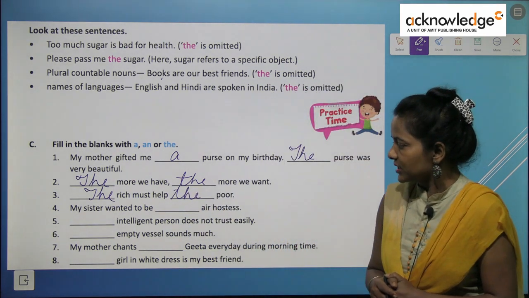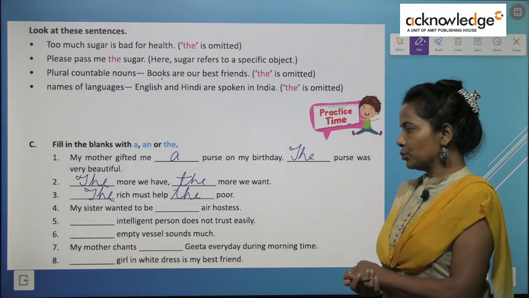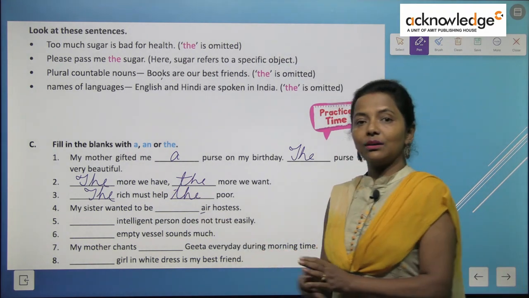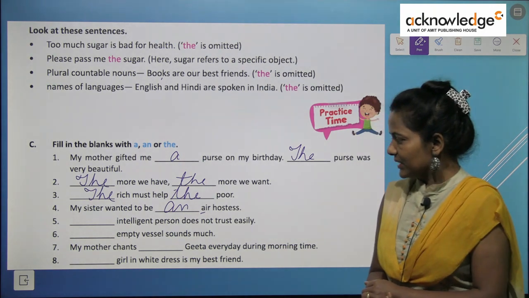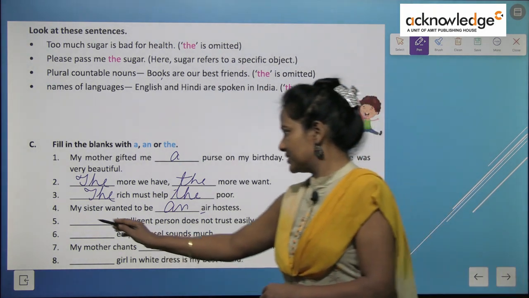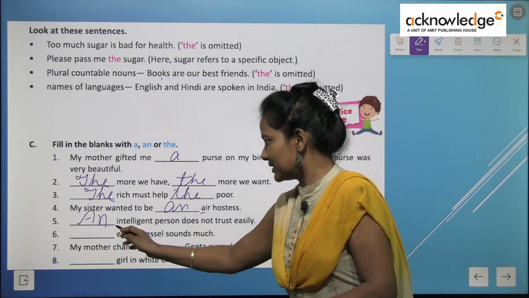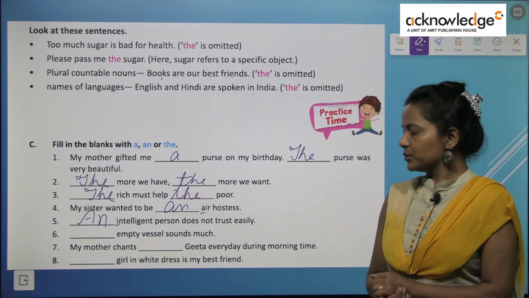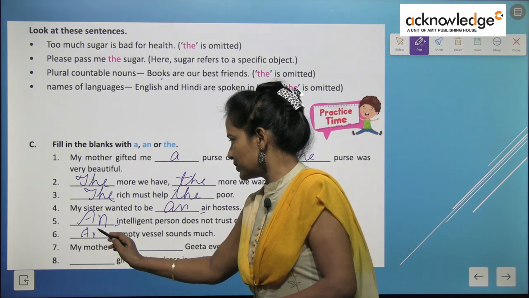My sister wanted to be dash air hostess. My sister wanted to be an air hostess. A is vowel and before vowel we are using an. Dash intelligent person does not trust easily. An intelligent person does not trust easily. Why an? Because it starts with I, vowel. Dash empty vessel sounds much. An empty vessel sounds much.